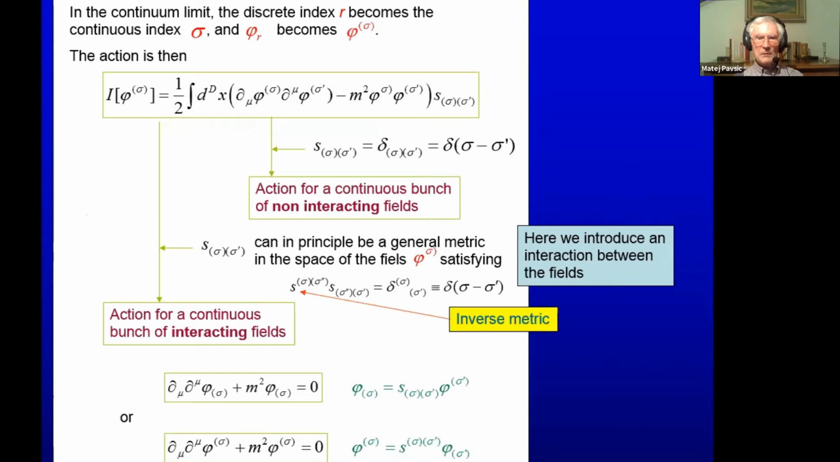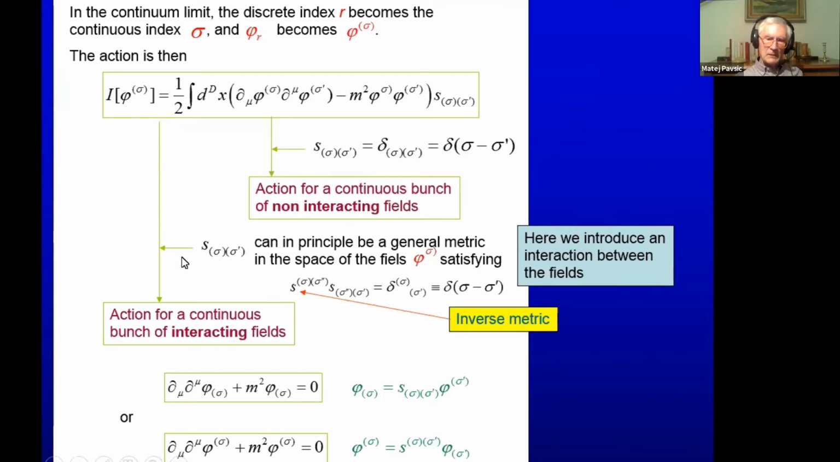become the operators that satisfy these equal time commutation relations. In the continuous limit, the discrete index R becomes the continuous index sigma, and phi of R becomes phi of sigma. And the action is then this action here, where S of sigma, sigma prime is equal to this delta function written in this way with indices. Now we can distinguish two cases. The first case is this simple case in which S is just this simple delta function, and this is the action for a continuous bunch of non-interacting fields.